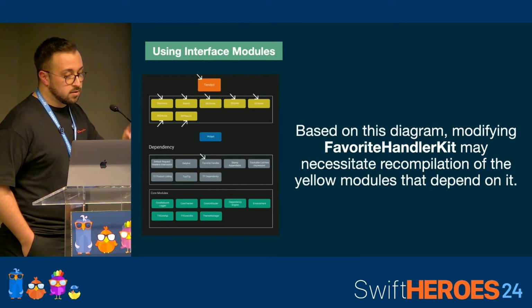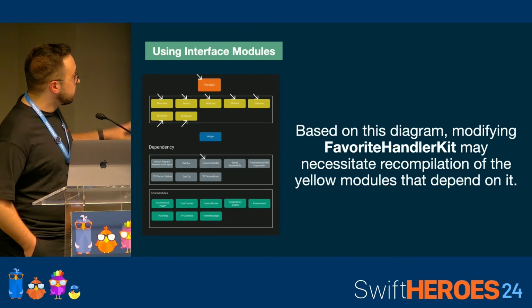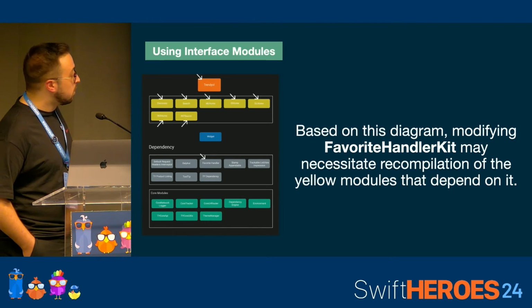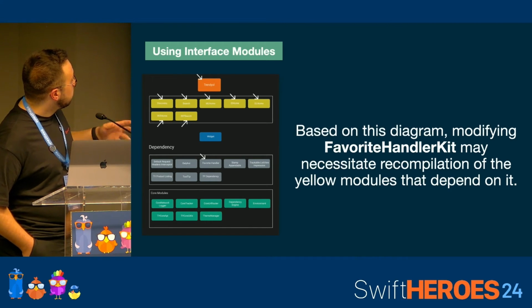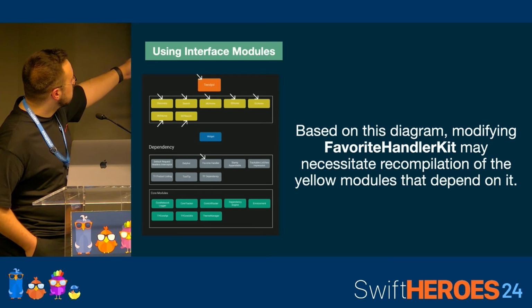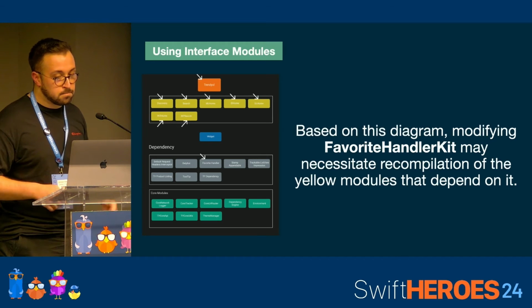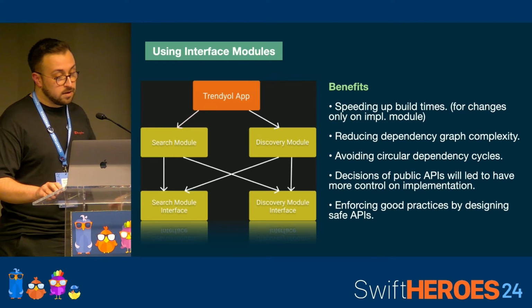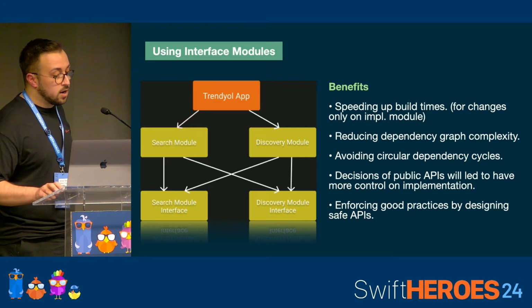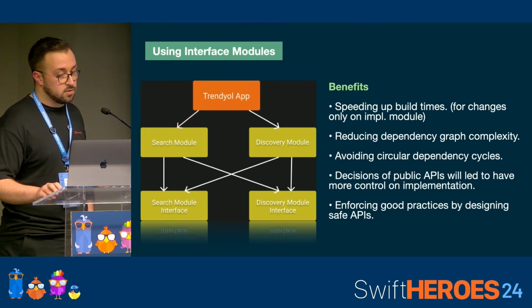Let's demonstrate this. If you make any change on the favorite handler kit, that will cause recompilation of the yellow modules and the Trendyol main app target, and that will increase your build time. With the interface modules approach, we are able to eliminate all these problems.